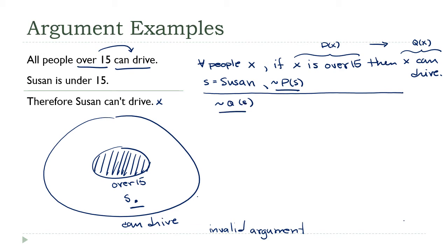So this is an example of the inverse of the original universal conditional statement, and that's where the name of this comes from. This is called an inverse error.